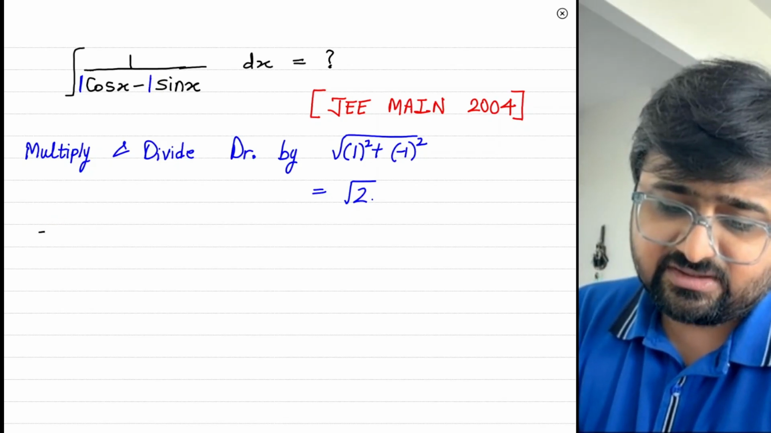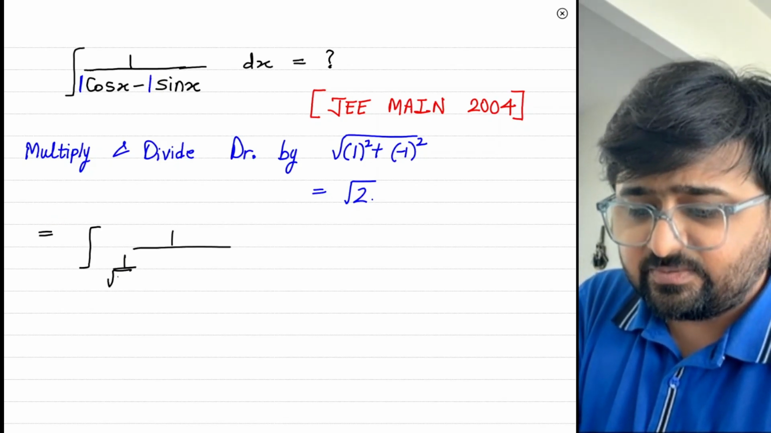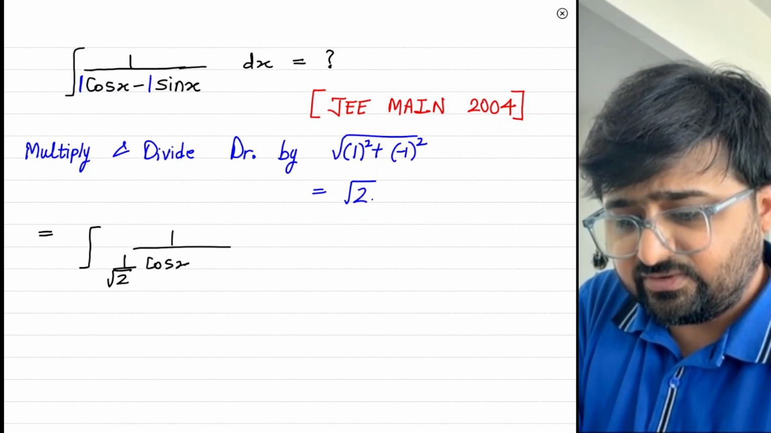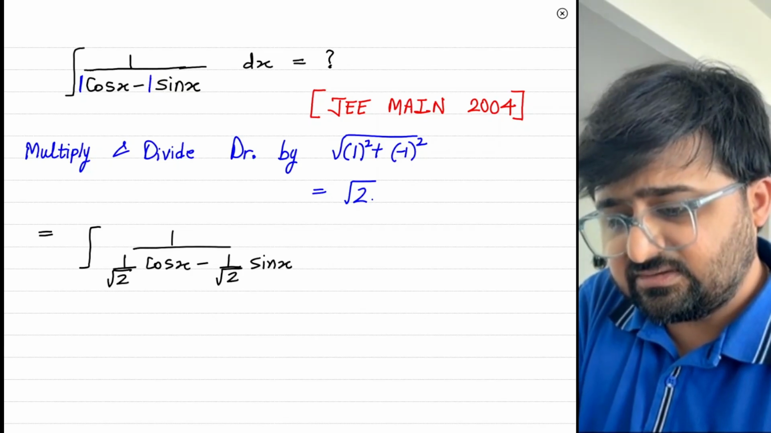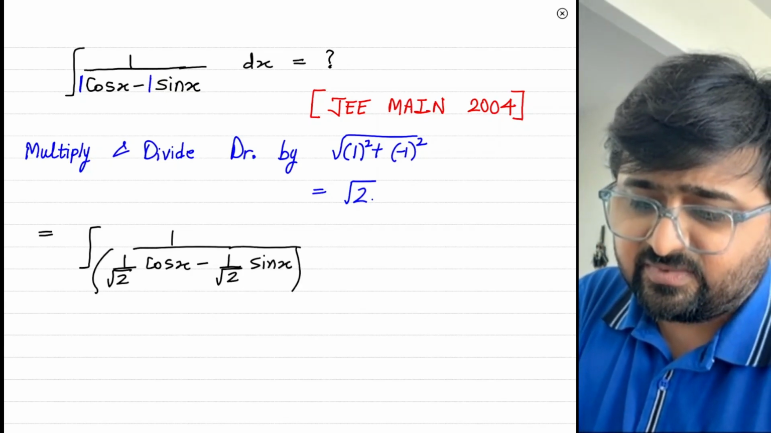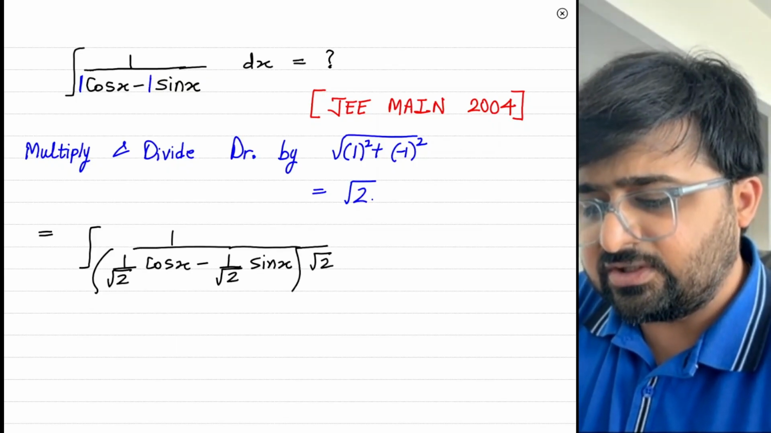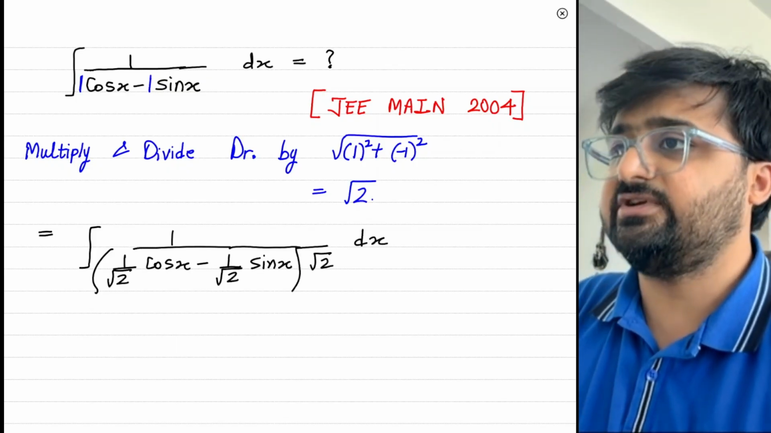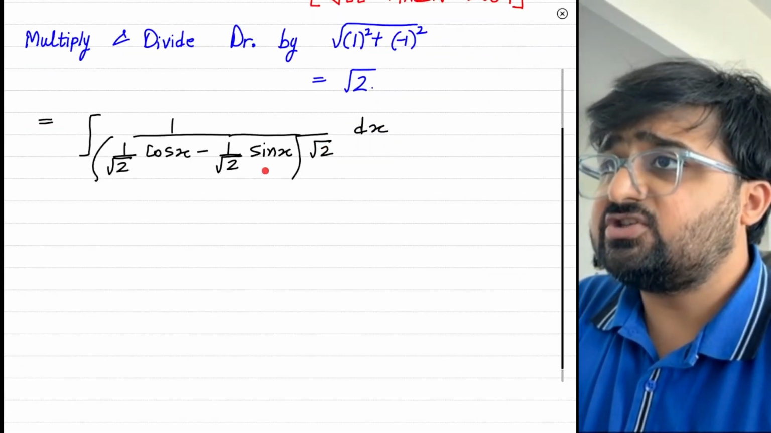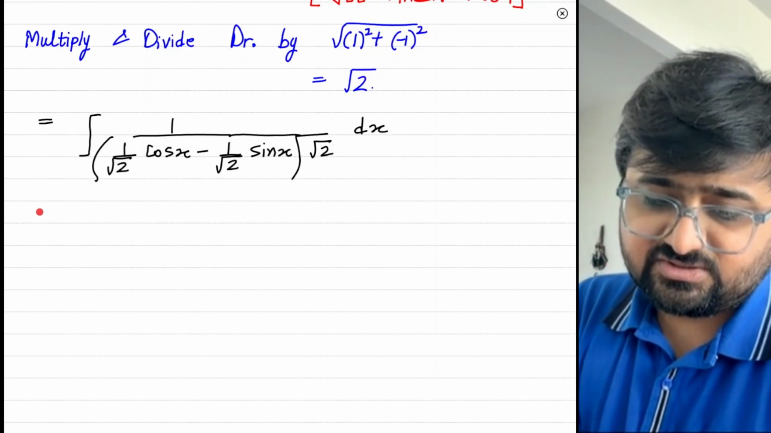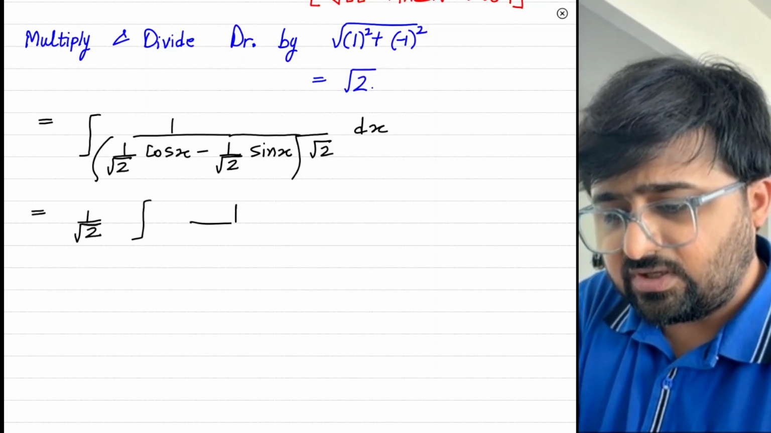So you have integral of 1 over, dividing by square root of 2 in the denominator, 1 over root 2 cos x minus 1 over root 2 sin x. And since you are dividing by root 2 in the denominator, you will also have to multiply by that root 2 in order to nullify that effect. And you have dx over here. I hope that makes sense so far. And that root 2 is a constant, so it can be taken out of the integral. So you have 1 over root 2 integral of 1 over.